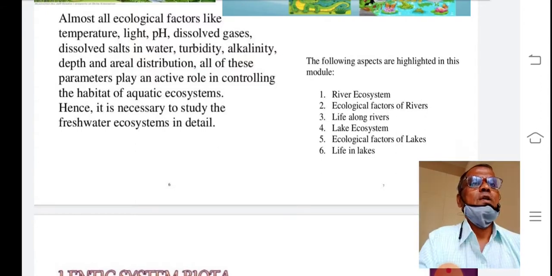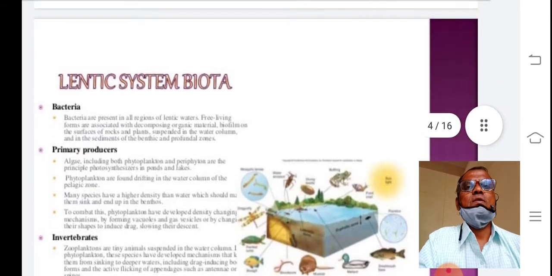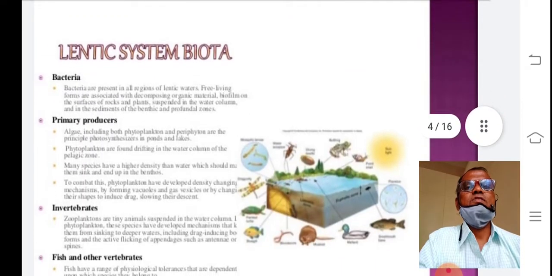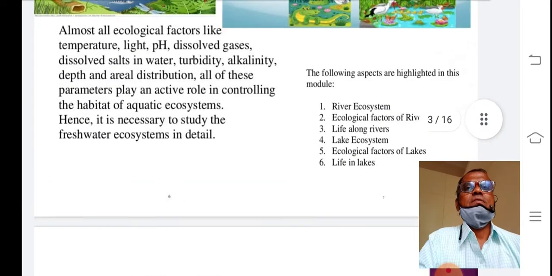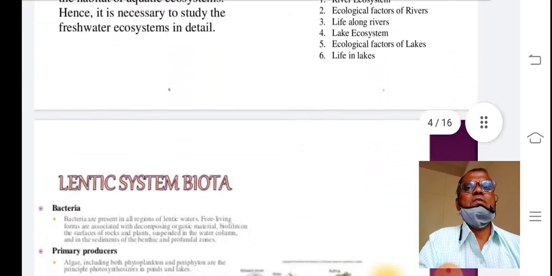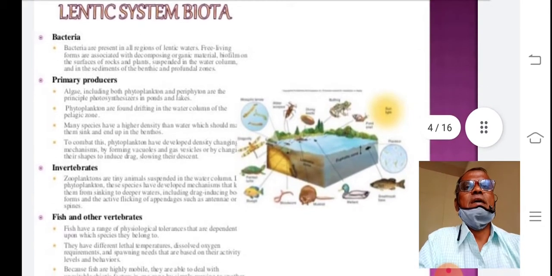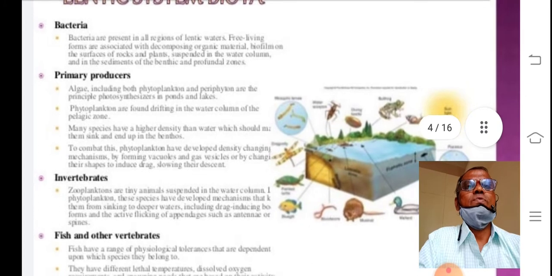So we are not referring directly to the ecosystem, but to how the water conditions are. Therefore, the highlighted habitats are the river ecosystem, the ecological factors of the river, life along the river, the lake ecosystem, ecological factors, and the life in the lake. So this is the one. Then in the lentic condition, we are observing still water. In this lentic condition there are microorganisms and bacteria, their habitats and their food chain.